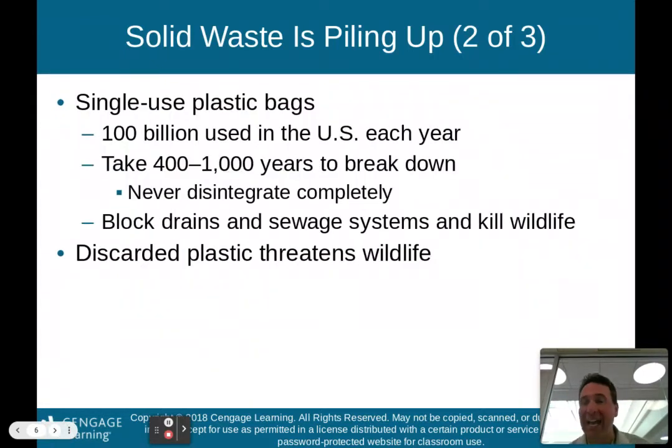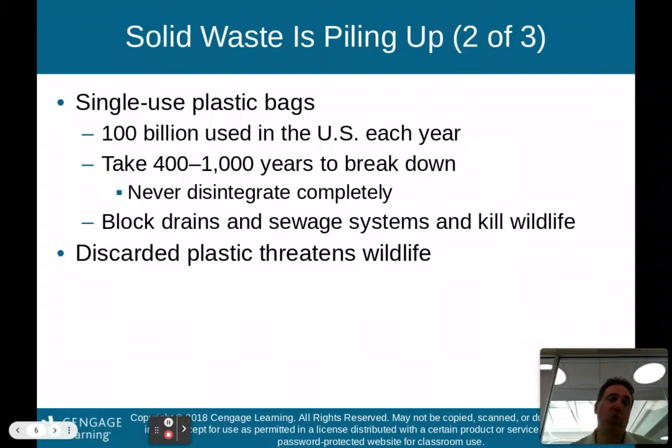Single-use plastic bags, for instance, right? And you know there's been a push, especially in some of the counties here around New York City, to do away with these plastic bags for grocery shopping. 100 billion are used in the U.S. each year. They take up to 1,000 years to completely break down. And in fact, some of them never disintegrate completely. They end up blocking drains and sewage systems and kill wildlife. And again, the discarded plastic threatens wildlife.